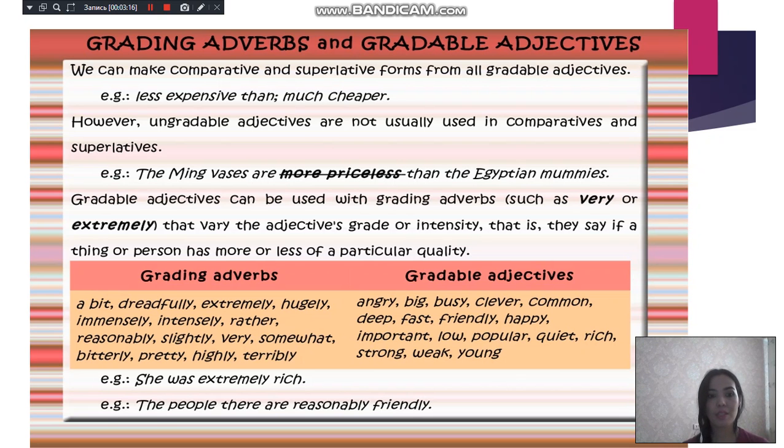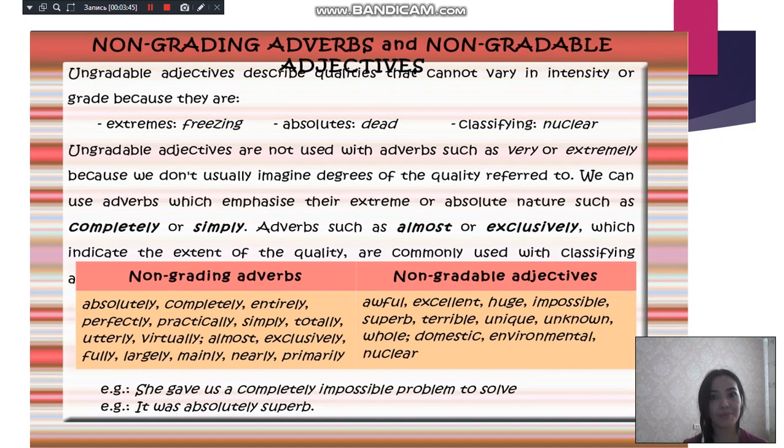In this slide, you can see some examples of grading adverbs and gradable adjectives. A bit, dreadfully, extremely, hugely, very, somewhat. They are grading adverbs. Gradable adjectives that we can use with grading adverbs are angry, big, busy, clever, common, deep, fast, friendly, happy, important, low, popular, quiet, rich, strong, weak, and young. Ungradable adjectives describe qualities that cannot vary in intensity or grade because they are extremes, absolutes, or classifiers: freezing, dead, or nuclear. Ungradable adjectives are not used with adverbs such as very or extremely because they are grading adverbs. We have to use non-grading adverbs with them.